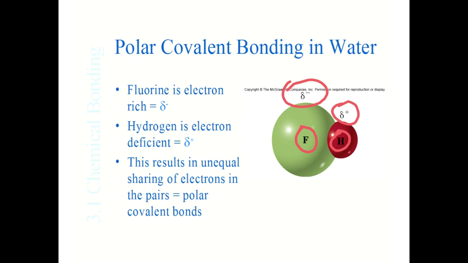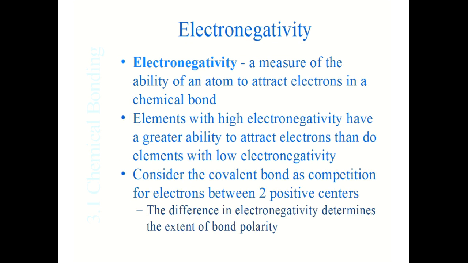But these metals, they don't have the pull. They can't hold on to it. Lithium's going to lose its electron. Sodium's going to lose its electron. It's going to lose the electron, and fluorine will grab it and hold on to it. And it will become an ionic compound instead of a covalent compound. Okay?